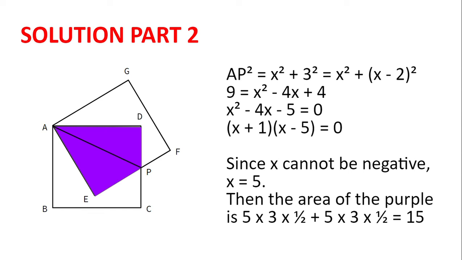Then the area of the purple is 5 multiplied by 3 multiplied by a half, that's the area of triangle ADP, plus 5 multiplied by 3, that's 5 minus 2, multiplied by a half, which is the area of the triangle AEP, which gives 5 multiplied by 3, which is 15.